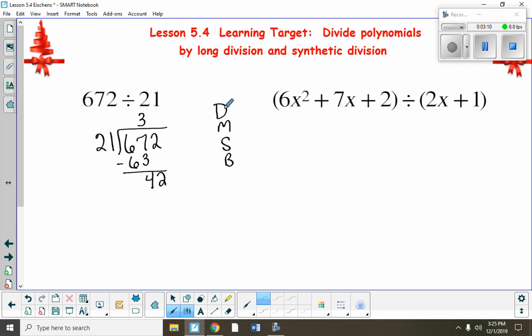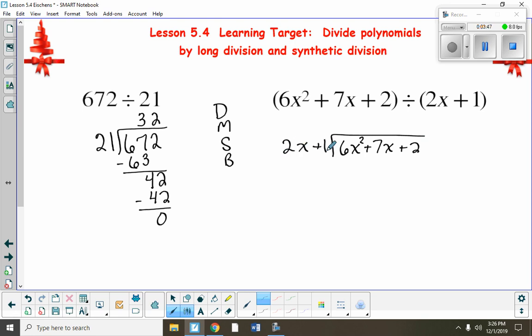So back up to the top, we divide. 21 goes into 42 twice. Multiply 2 times 21, that's 42. And we subtract, and we have 0 left over. So now we're done with that one. There's a remainder of 0. So that tells me that 21 was a factor of 672. Now let's try the long division, but this time we're going to divide with polynomials. So we have 6x squared plus 7x plus 2 getting divided by 2x plus 1.